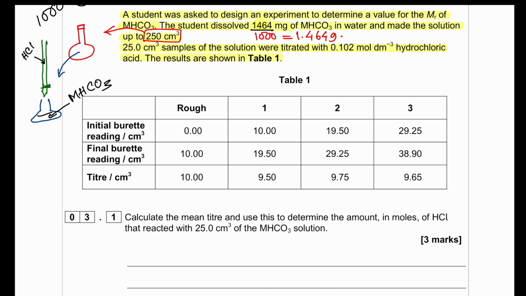Now we have been given the reading of a rough titre, which we'll discard definitely, and then we have been given readings of 3 other titres. With the understanding that a concordant titre is within 0.1 cm3, we would have to select 2 values, those that are within 0.1 cm3. In this case, 9.75 and 9.65 are within 0.1 cm3. So remember that HCl is in the burette and the concentration of HCl is mentioned as 0.102 mole per dm3.